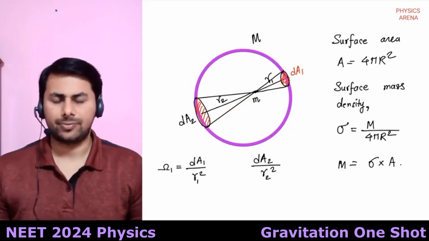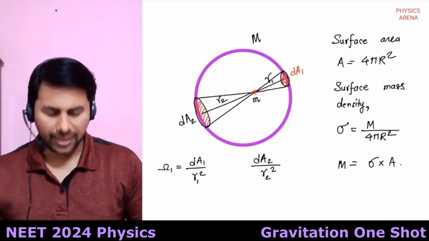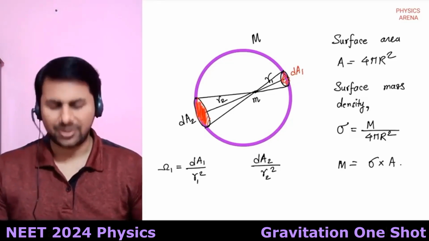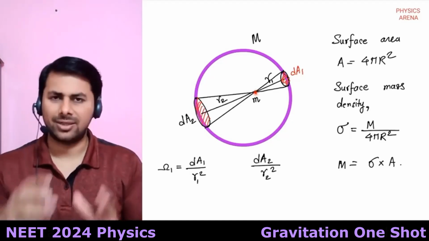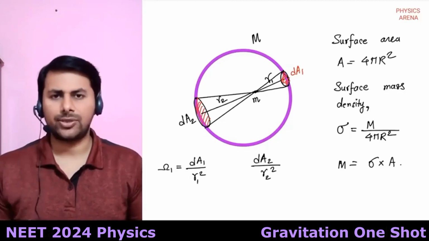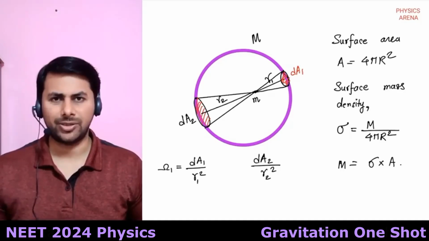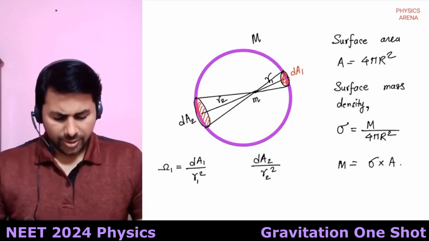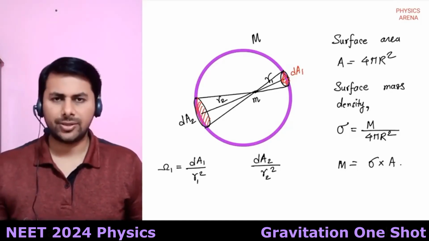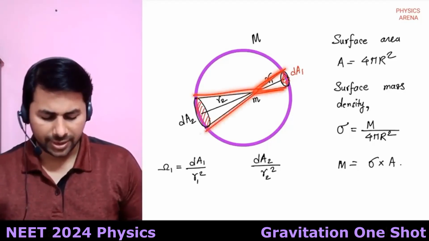So what will happen? Now this area has some mass, so it will attract this mass by gravitational force, and this area also has some mass, so it will attract this mass by means of gravitational force. Okay, and those two forces will be equal and opposite. Why will they be equal and opposite? Because the solid angle, this solid angle and this solid angle, is the same.